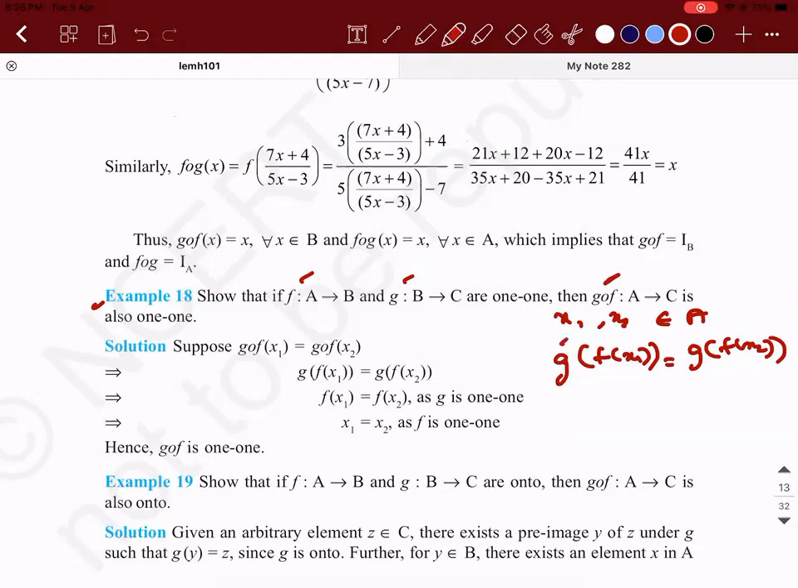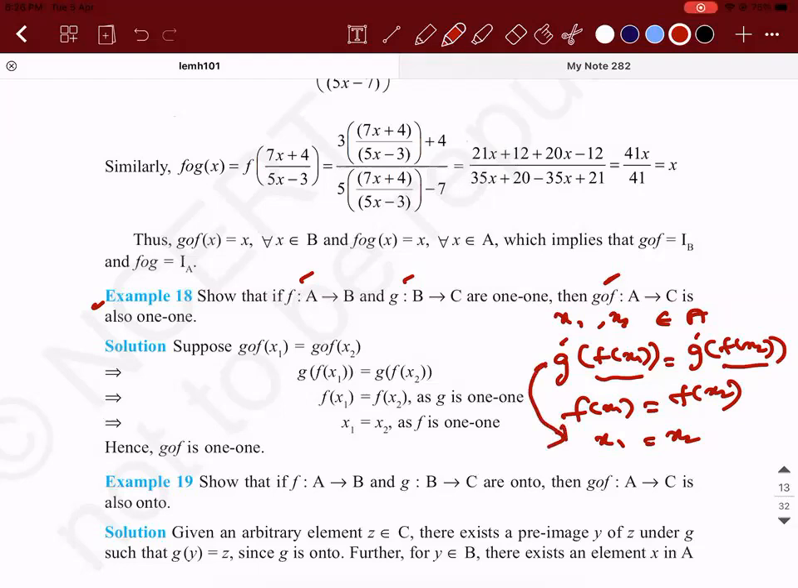Since g is a 1-to-1 function, they told us g is a 1-to-1 function in the question. What should be the relation between the ones inside the bracket, that is f of x1 should be equal to f of x2. But they told f is also a 1-to-1 function. Then what should happen? x1 should be equal to x2. What is the step with which we started? We started with g of f of x1 is equal to g of f of x2, and at last we got x1 is equal to x2.